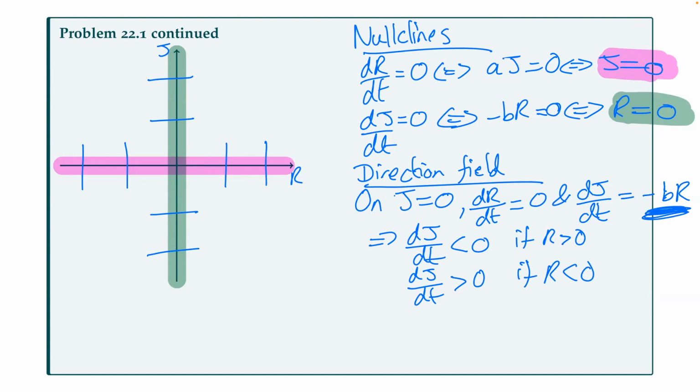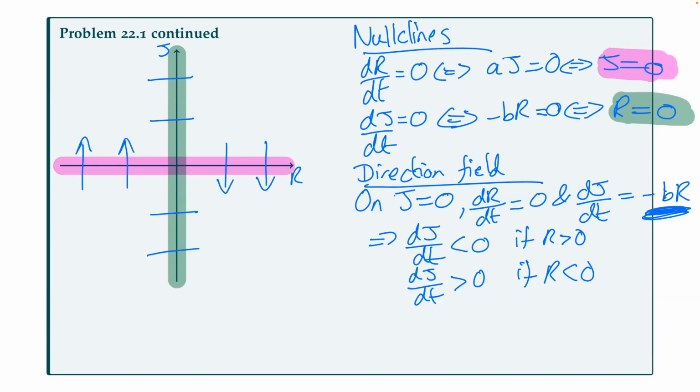Why do I care about that? Well, dj dt being less than 0 means that our arrows are pointing down, j is decreasing. So we know that dj dt is less than 0 if r is greater than 0. r is greater than 0 over this side. So that means these arrows point down. And dj dt is positive if r is less than 0. r is less than 0 over this side.